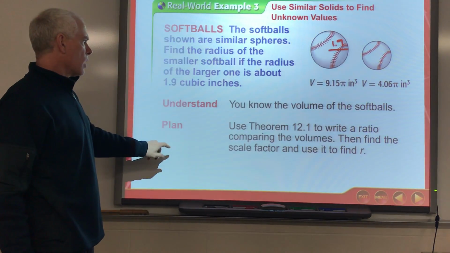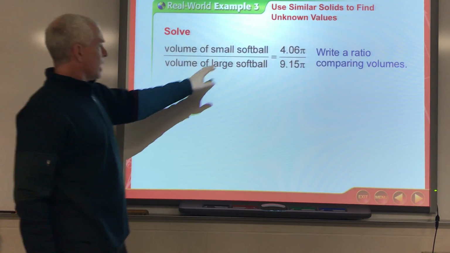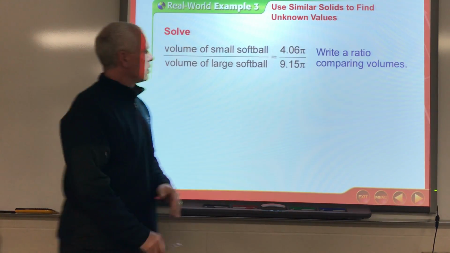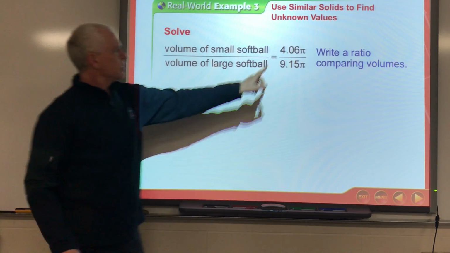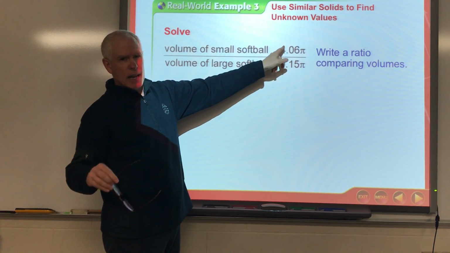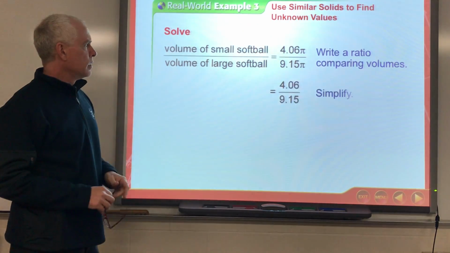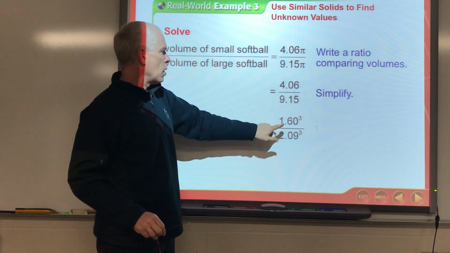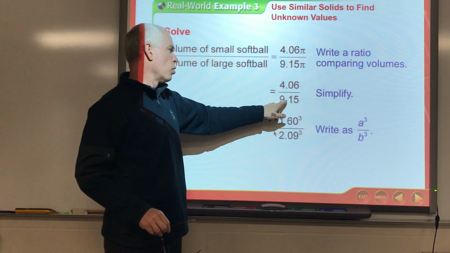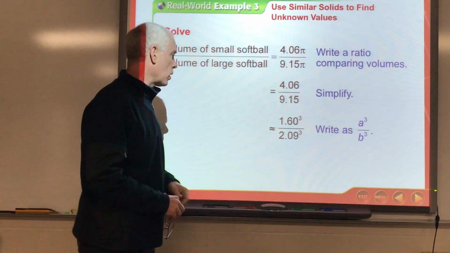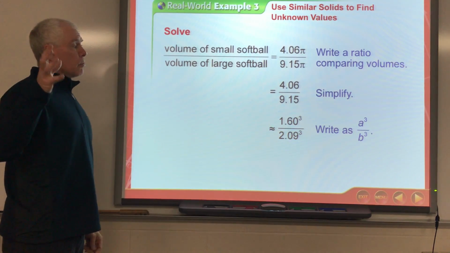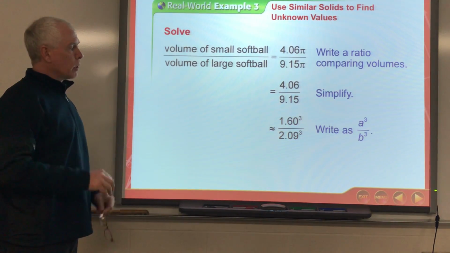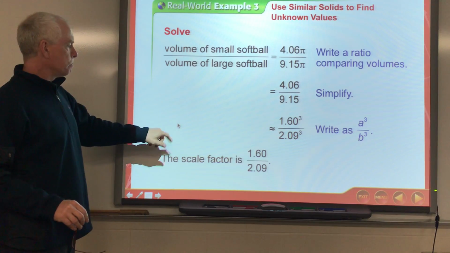So that's A cubed over B cubed, okay? The pi's cancel. But if this is A cubed, how do I get back to A? I need to take the cube root, okay? So the cube root of 4.06 is about 1.6, and the cube root of 9.15 is about 2.09. So the ratio or the scale factor is 1.6 to 2.09.